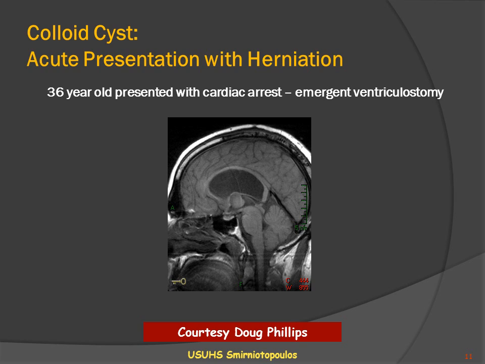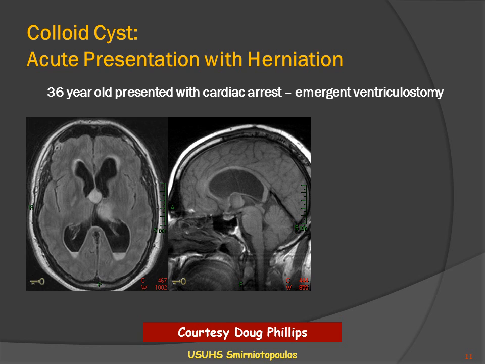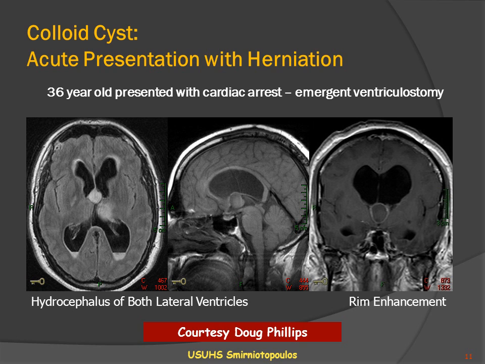Here is another example of a symptomatic colloid cyst. This 36-year-old man presented in cardiac arrest and had an emergent ventriculostomy. We can see a large rounded mass in the anterior third ventricle, causing obstructive hydrocephalus of both lateral ventricles. On the coronal image after gadolinium, we can see that there is a thin rim of enhancement surrounding the fluid-filled space.